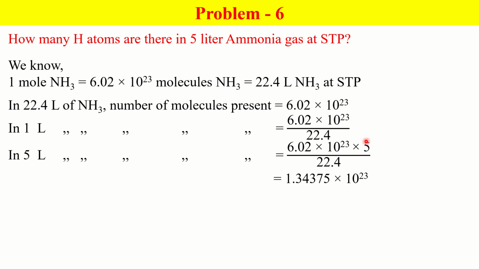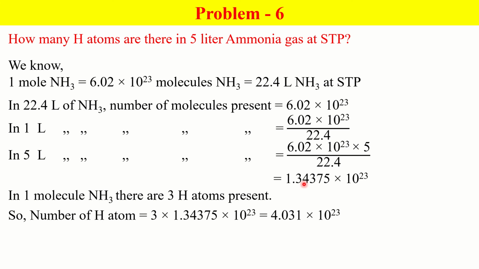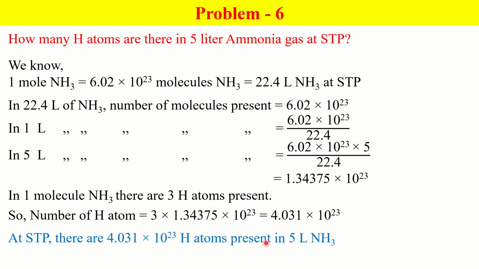But look, you have to calculate the number of hydrogen atoms present here. So we know in 1 molecule ammonia there are 3 hydrogen atoms present. So in 1.34375 × 10^23 molecules ammonia, 3 times this comes 4.031 × 10^23 atoms hydrogen present in 5 liter ammonia. So the answer comes 4.031 × 10^23 atoms.